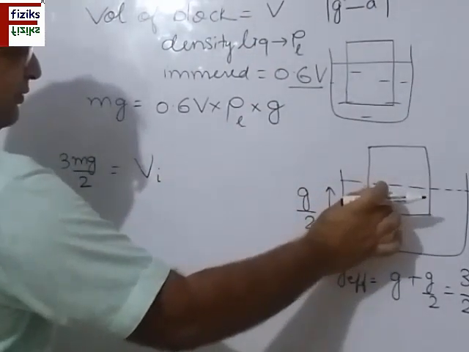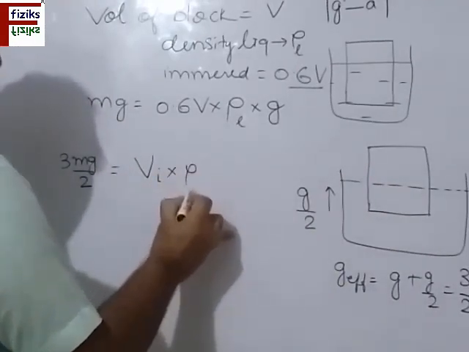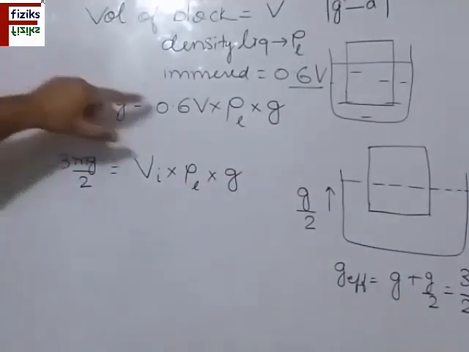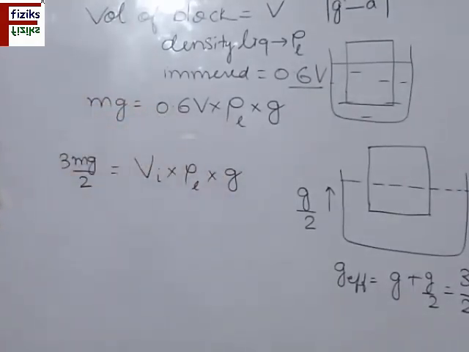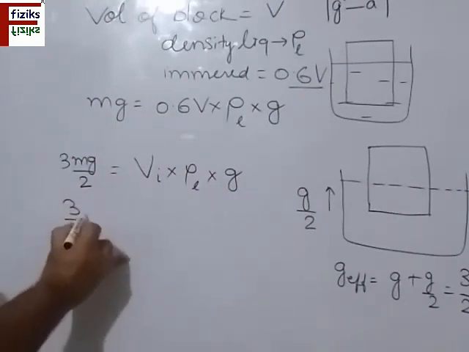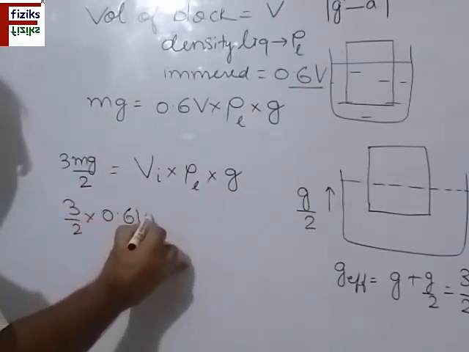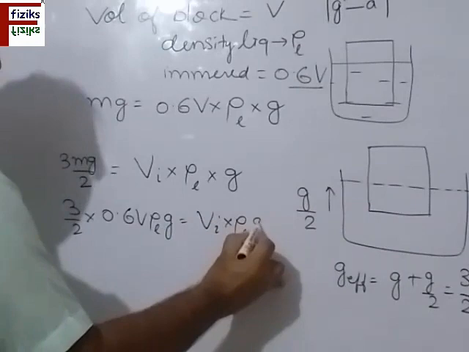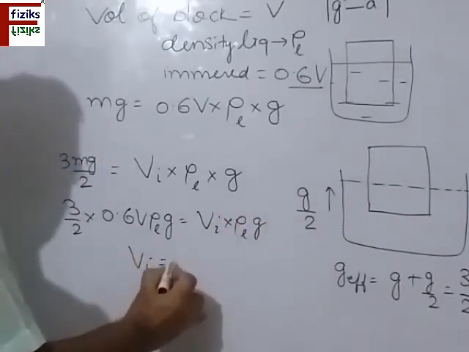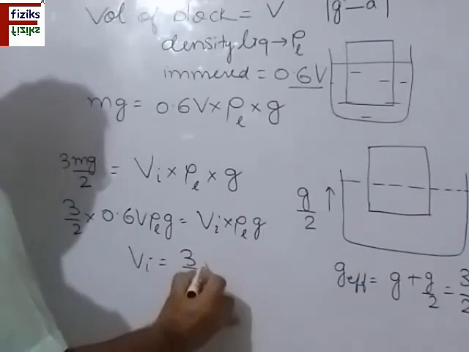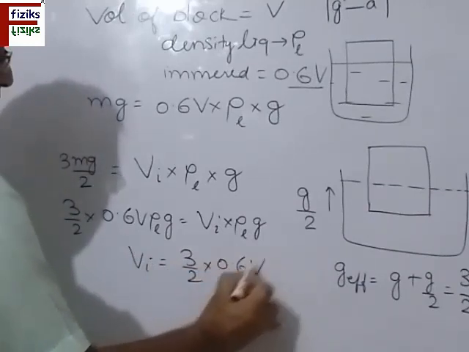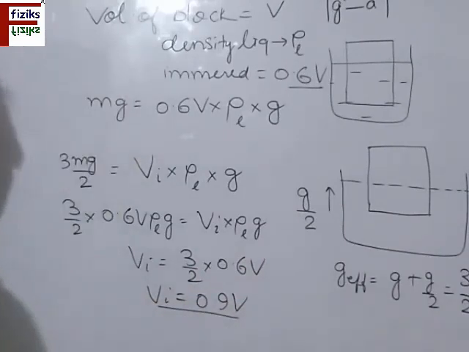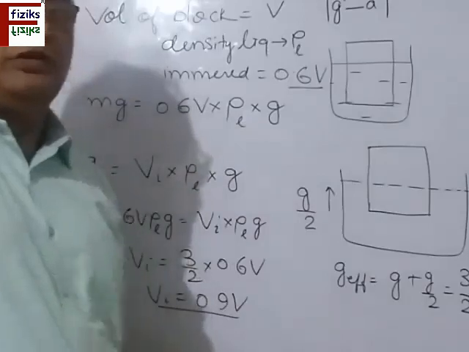In this case, this is the immersed volume multiplied by density of liquid into g. Now putting the value of mg in this equation, we can write 3 by 2 into 0.6 v rho L g equal to Vi rho L into g. So this will give you Vi is 3 by 2 into 0.6 v. This is 0.9 v. So it means that 90% of the volume will be immersed.